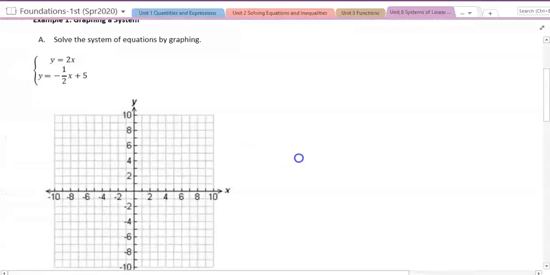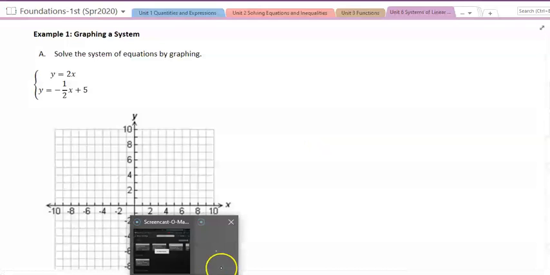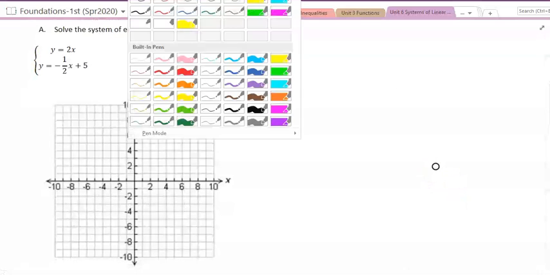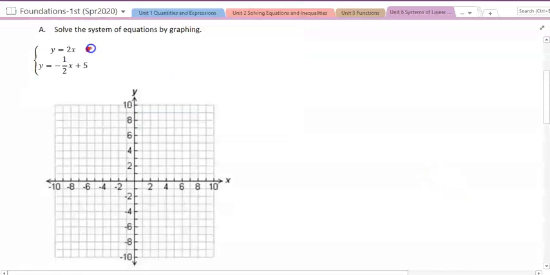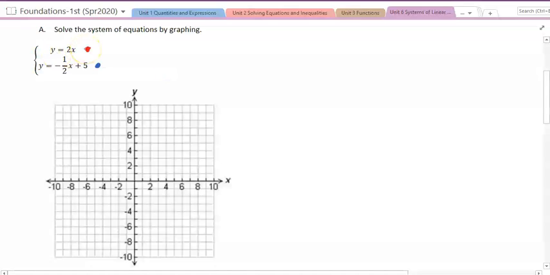All right, so example 1a. Solve this system by graphing. We have y is equal to 2x and y is equal to negative 1/2 x plus 5. With that, we need to graph these two lines. I'm going to use two colors here, red for the first line and blue for the second line. So how do we graph y equals 2x?